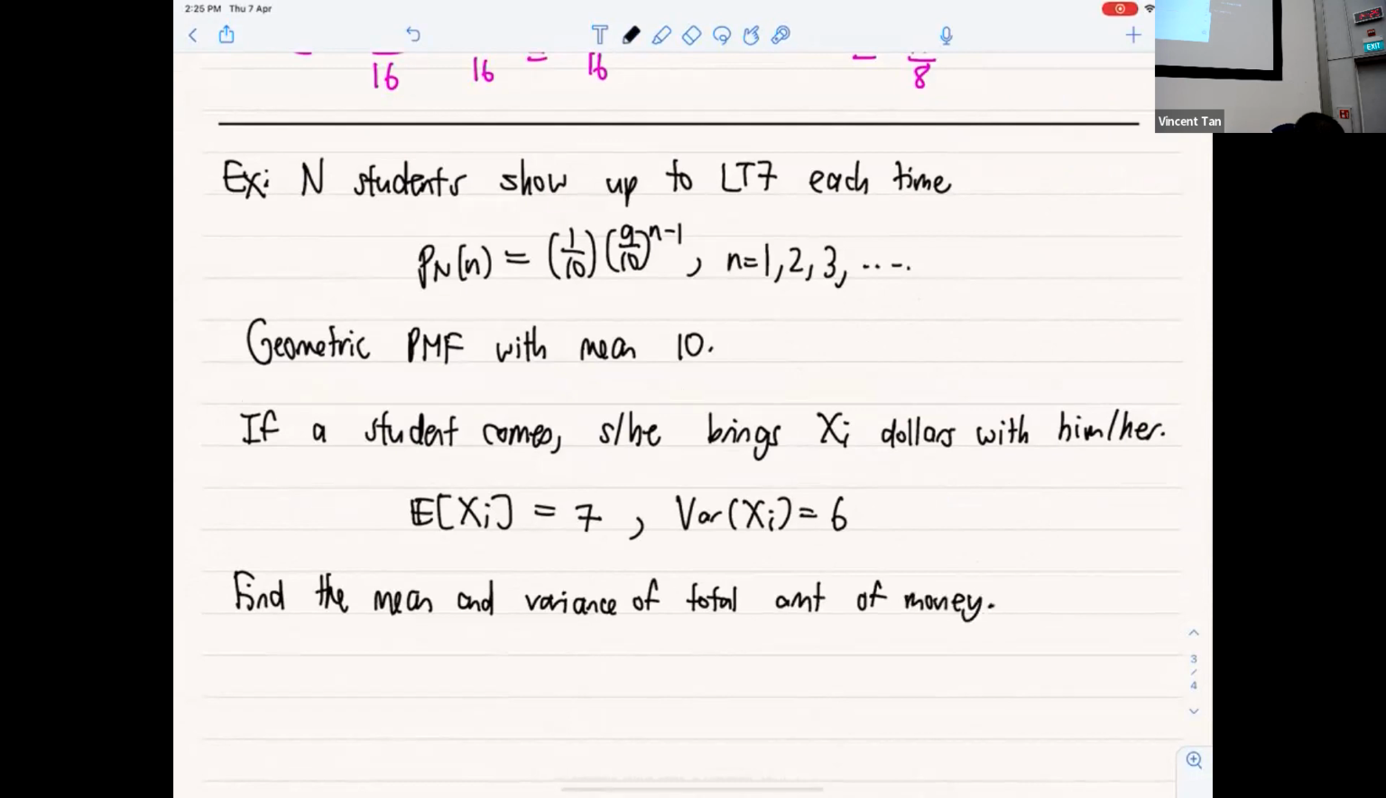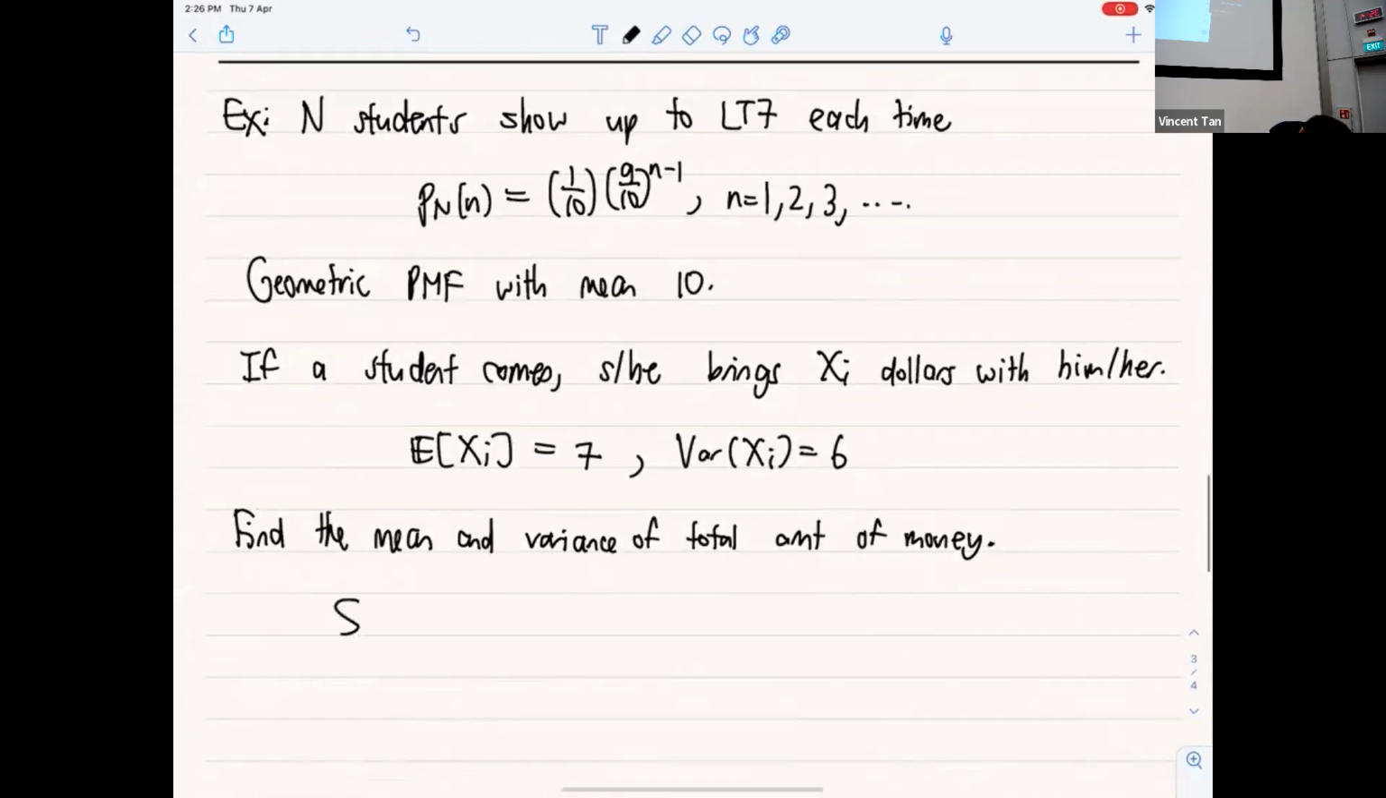So as you can see here, there are 2 levels of randomness. One is that the more students come, the more money I will have in the lecture theater. But there's another source of randomness because, suppose one person comes, there's still randomness because the person is bringing a random amount of money that is around 7 and has a spread of square root 6. The spread is a standard deviation. Understand? So there are 2 sources of randomness. So we are interested in S, which is equal to X_1 plus X_2 plus ... plus X_N. The number of terms in this sum is random. It's capital N. The number of terms is random.